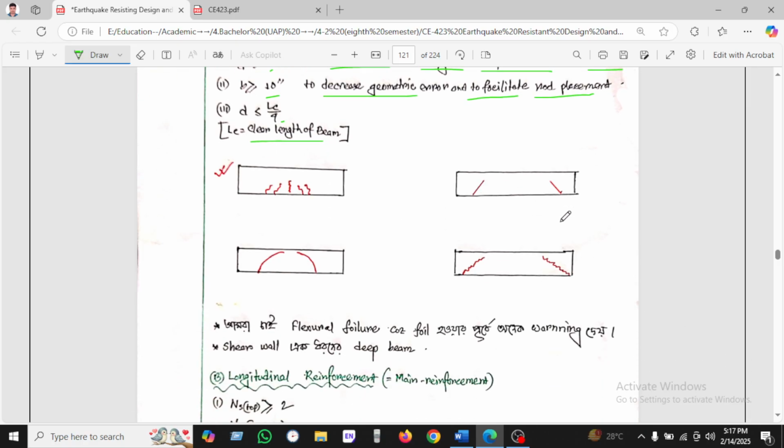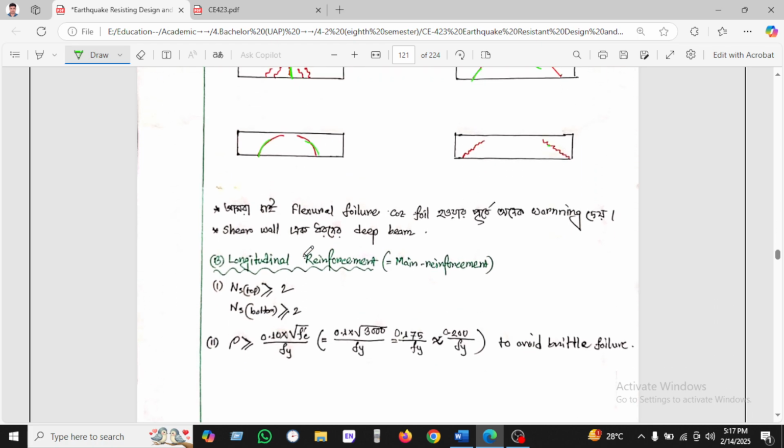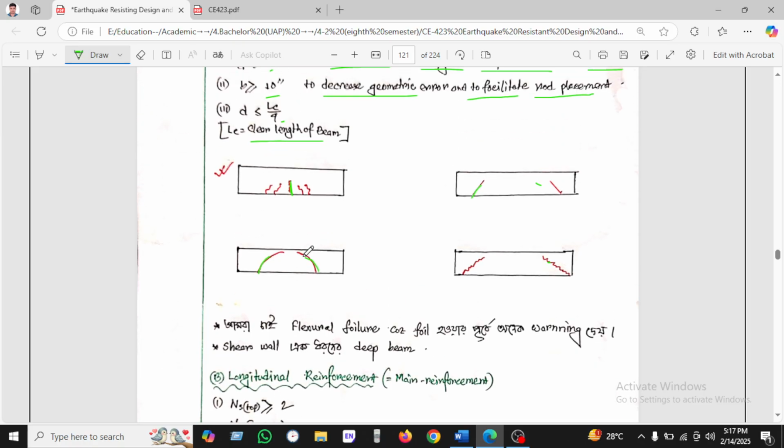So you can see here some failures. Here is the shear failure. Sorry, this will be flexural failure. This is the shear failure. This is the shear failure. This is also a shear and diagonal failure. We don't want to fail in shear.